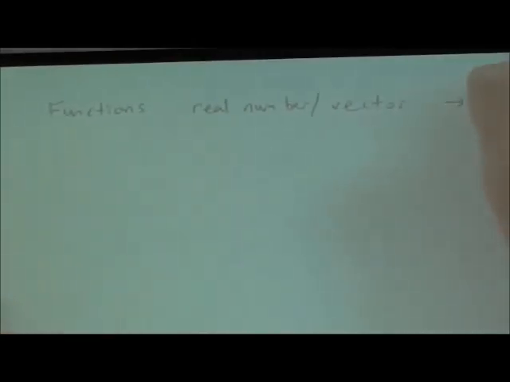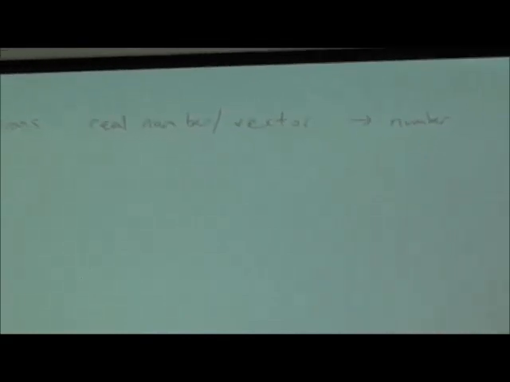Okay. Yeah. So we have functions which take in a real number or a vector, and they output a real number. So this is what we've done in first year calculus courses, and then we have this new thing here called a functional. So a functional takes in a function and outputs a number.